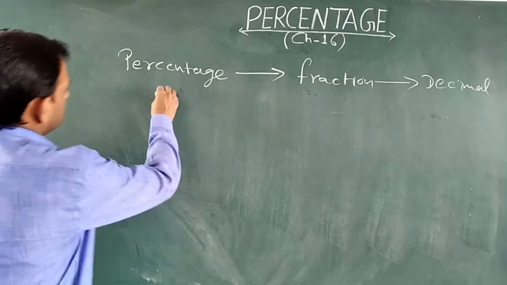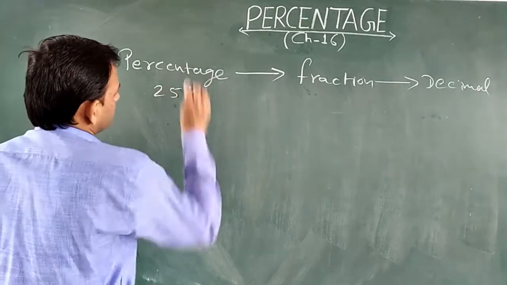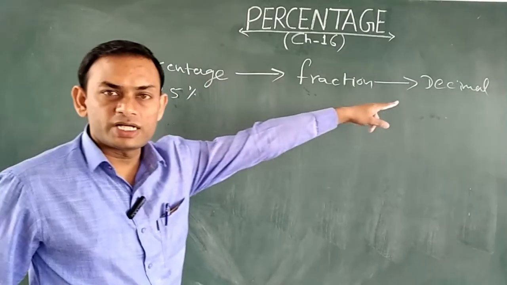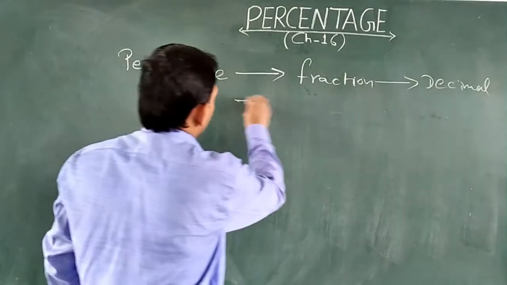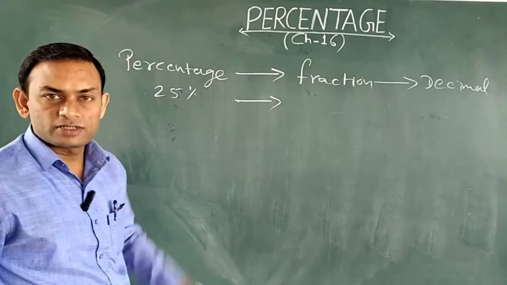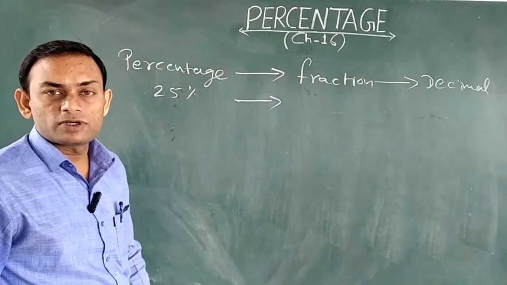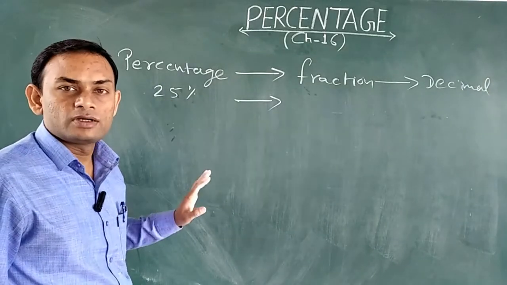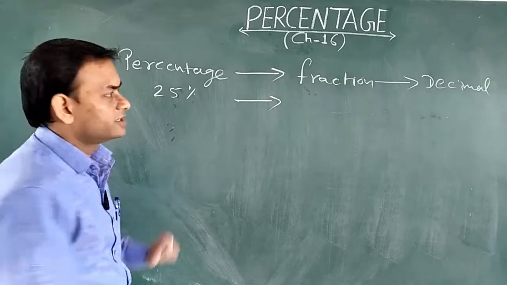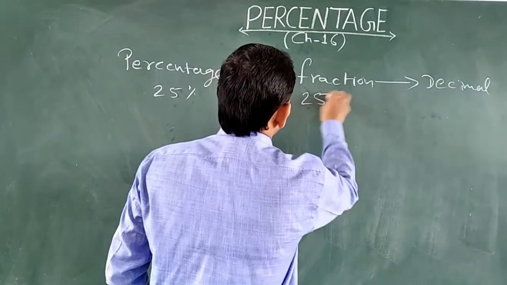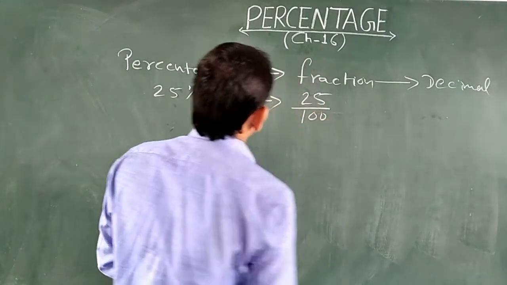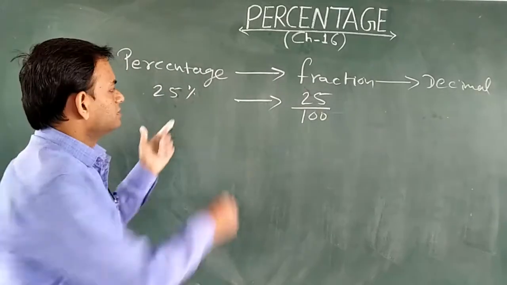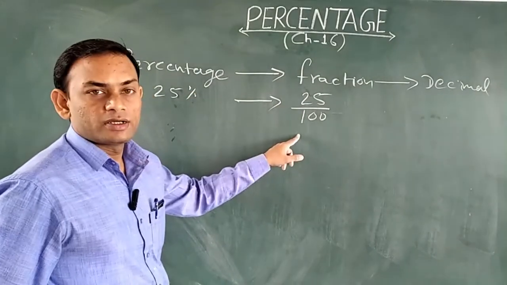Okay. Suppose 25% is given and you have to change it into the decimal. How do you change? So first of all you have to change it into the fraction. Now how do you change it into the fraction? I told you whenever the percentage sign is there, you can remove it by writing 100 as a denominator. So you will write 25 upon 100. 25% can be written like 25 upon 100.